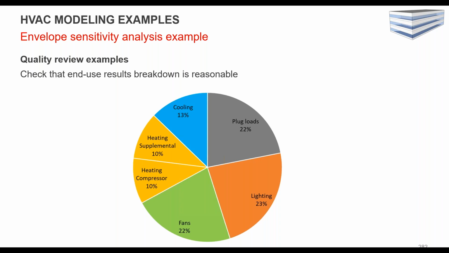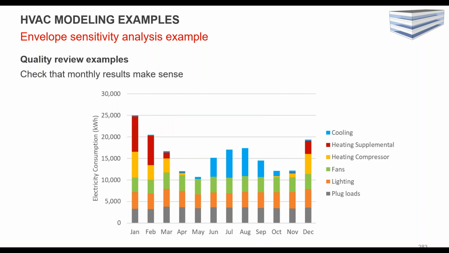And you can compare that, say, for example, to the CBECS database. You could go look for typical offices, or Energy Star that has typical office breakdowns. Again, looking at monthly, make sure that you're not blasting your cooling system all through the wintertime, and you're not simultaneously heating and cooling in the summer.